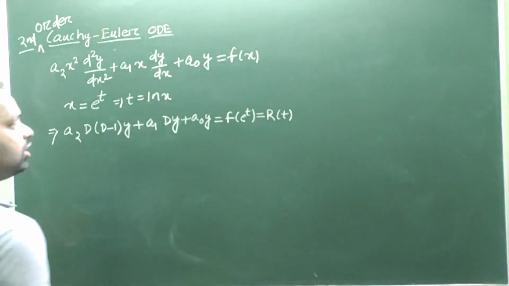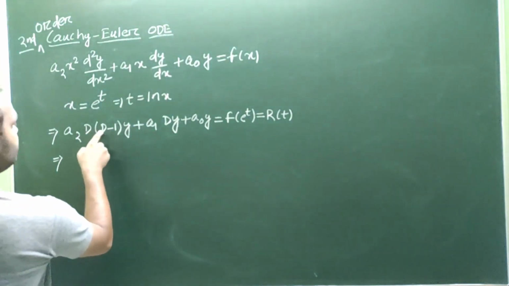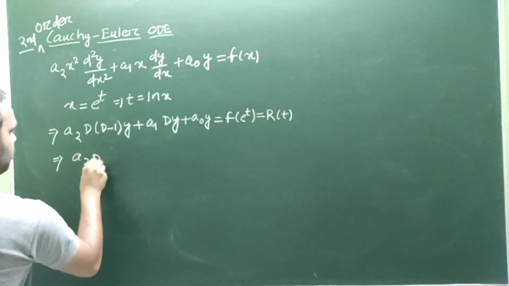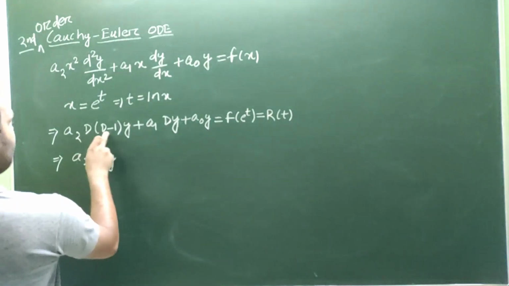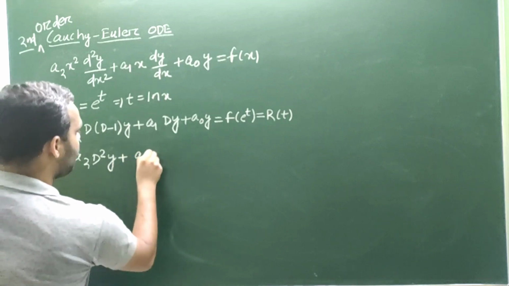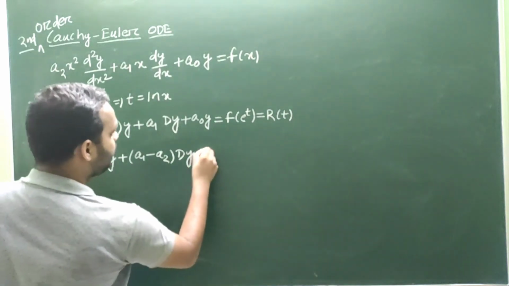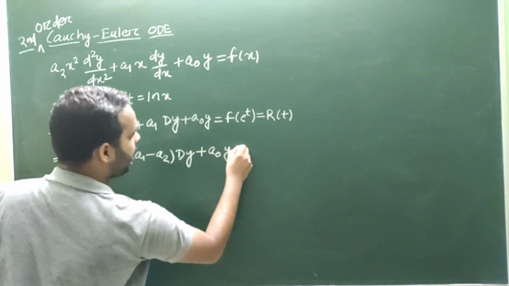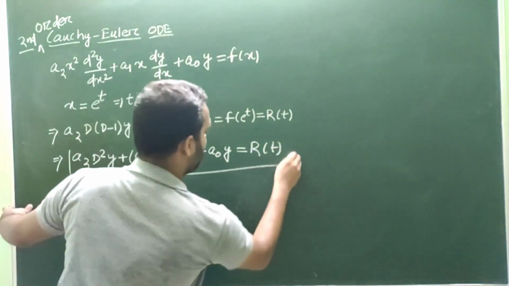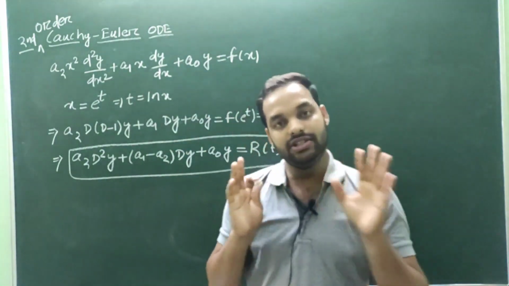Right? So now if we simplify this one, this will be D square minus D, and so a2 D square y, here minus a2 D, here plus a1 D. So finally you will get (a2 D square plus (a1 minus a2) D plus a0) y is equal to r of t. This is the general form of the second order Cauchy-Euler ordinary differential equation.